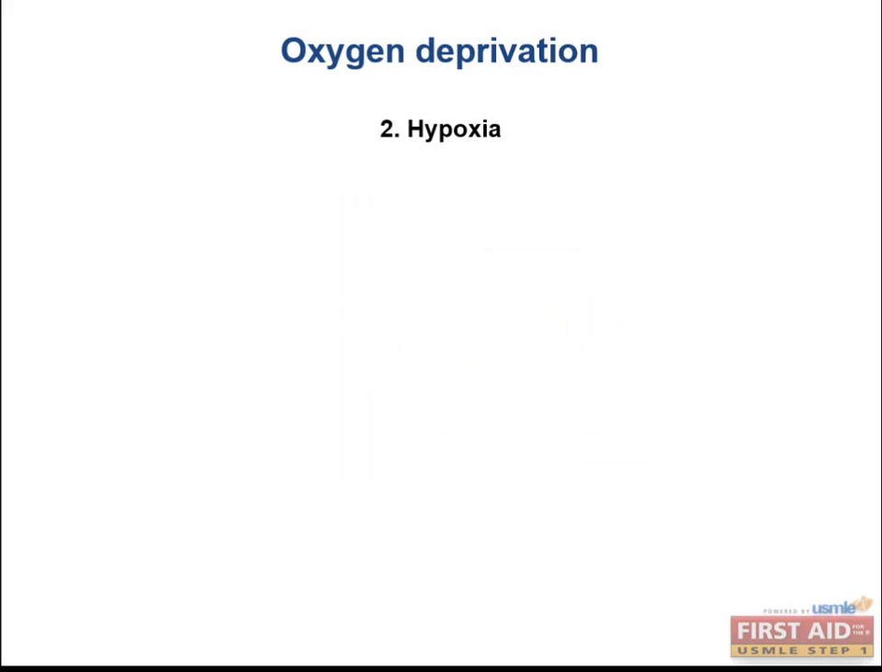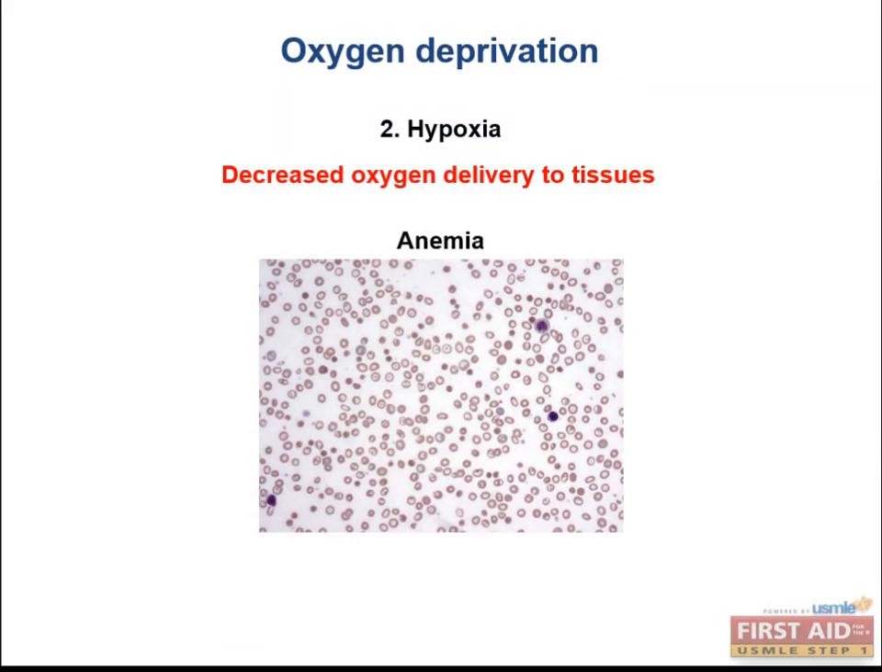Hypoxia is the condition in which there is decreased oxygen delivery to the tissues, which can result from hypoxemia, like we just discussed, or from other factors, such as decreased cardiac output or carbon monoxide poisoning. So here's a question for you. What's the most common cause of decreased oxygen content in the blood in the setting of normal oxygen saturation? The answer would be anemia.